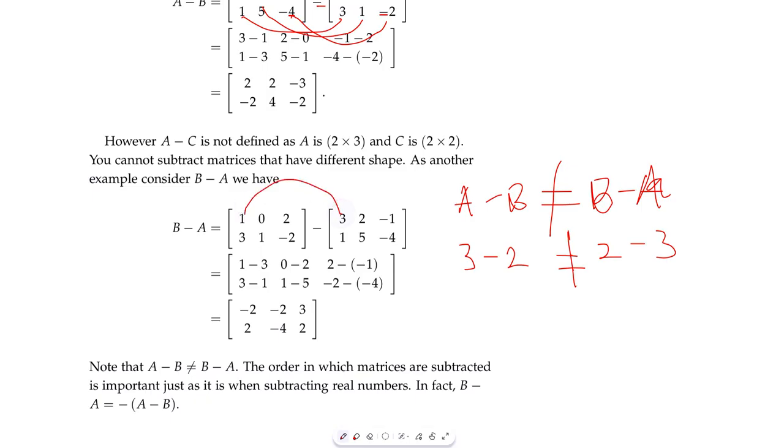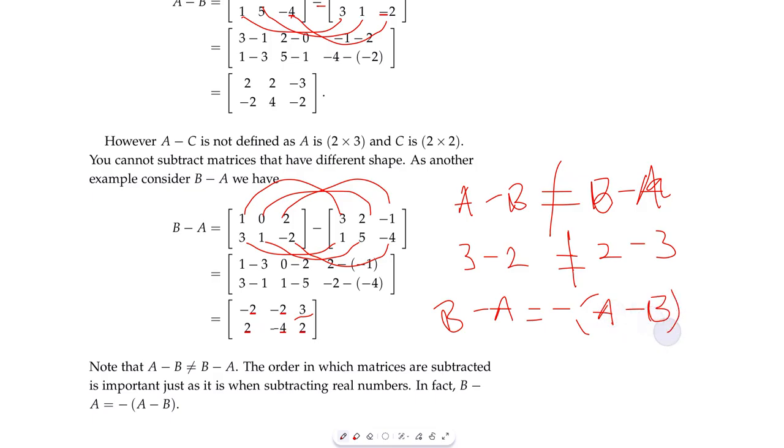So you can see the A minus B here. 1 minus 3, minus 2. 0 minus minus 2, 2. Minus 1, 2 minus minus 1, that's 3. 3 minus 1, that's 2. 1 minus 5, that's minus 4. Minus 2 minus minus 4, that's plus 2. You can see that they are not the same. But you can say that B minus A is the same thing as minus A minus B. Are you seeing that now?